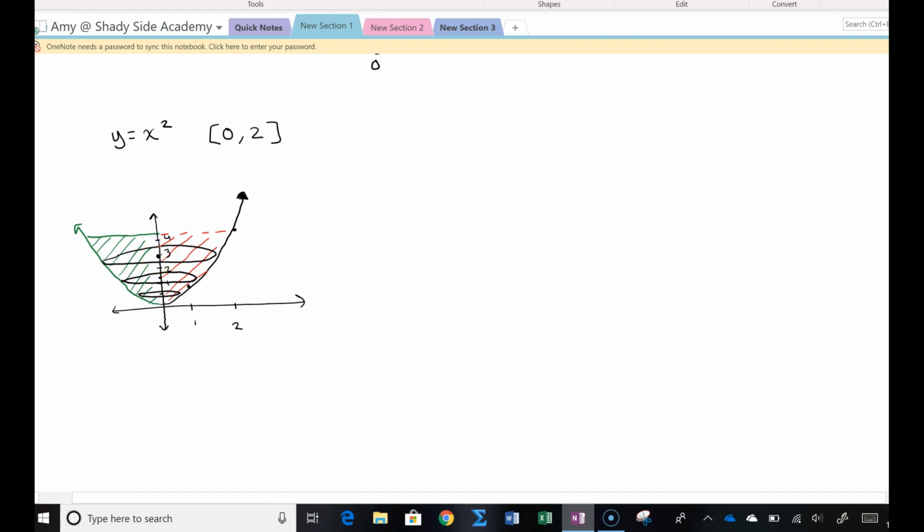My cross sections. Why don't mine look so nice? Wow, I'm so upset. Okay, my cross sections.